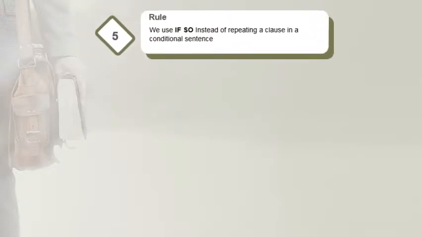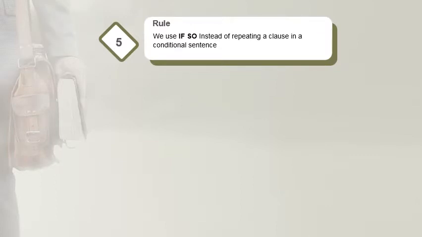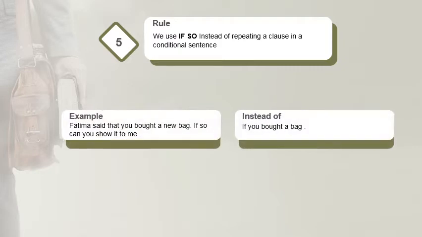Rule number 5. We use if so instead of repeating a clause in a conditional sentence. As example, Fatma said that you bought a new bag. If so, can you show it to me? Instead of if you bought a bag, can you show it to me? So we said if so instead of if you bought a bag.